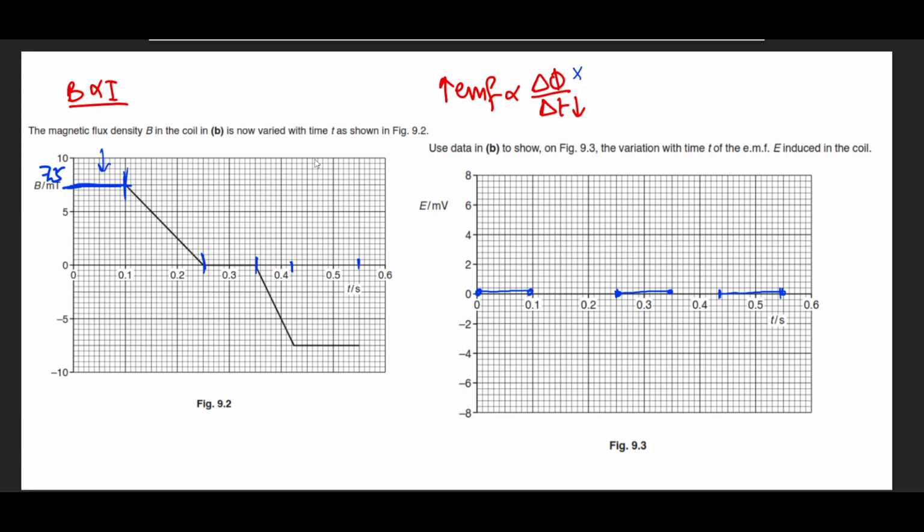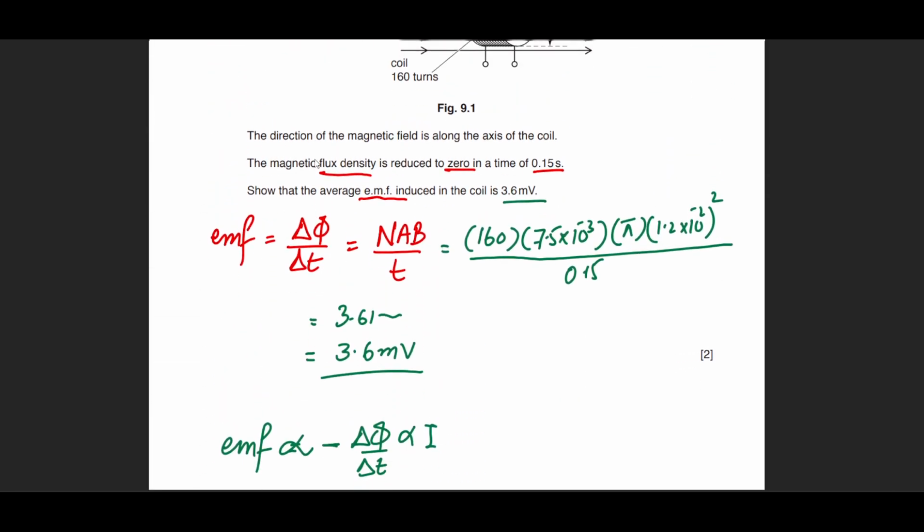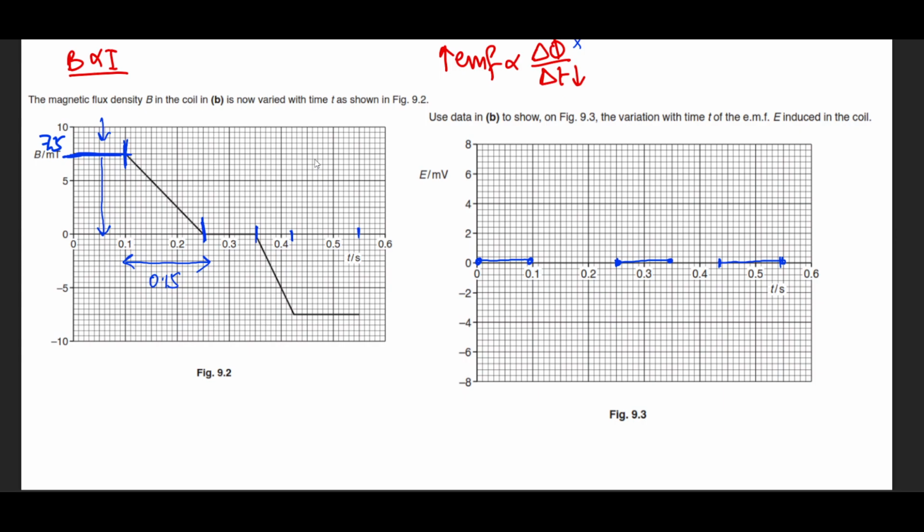So from this region to this region, we realize that the value is changing from 7.5 and it's coming back to 0. This is exactly the same formula that we solved in the previous question. The time frame was given to us as 0.15, which is given in this situation as well. So what will be the value of induced EMF? The induced EMF in the previous part was found to be 3.6. Right? So let's make a graph up to 3.6 by counting number of boxes and draw a flat line in this region. So this value is 3.6.